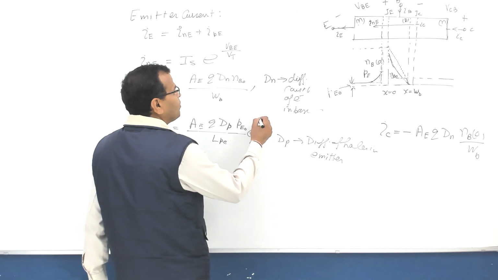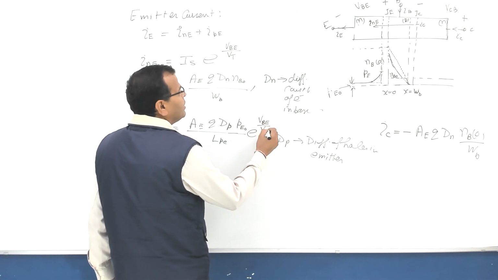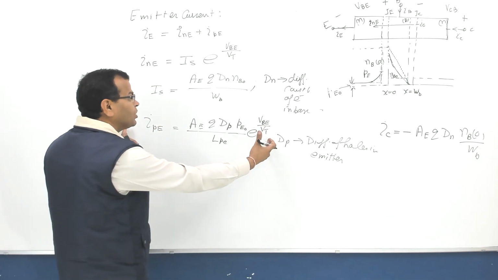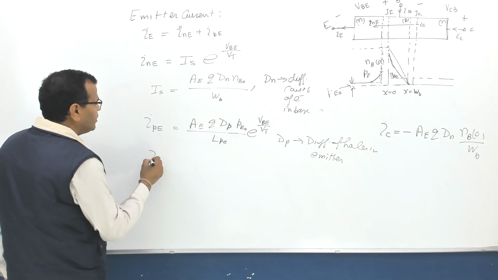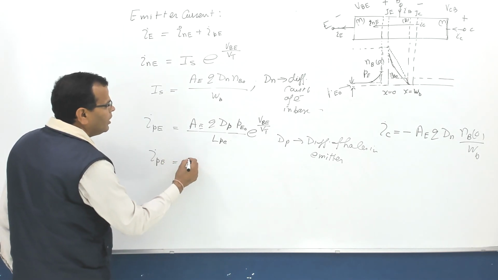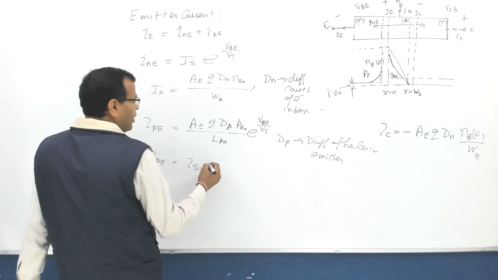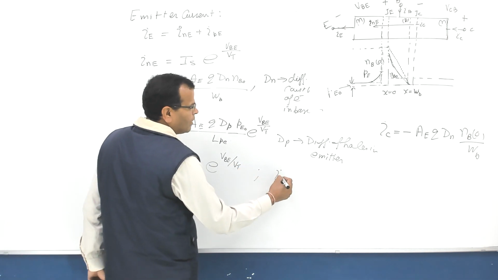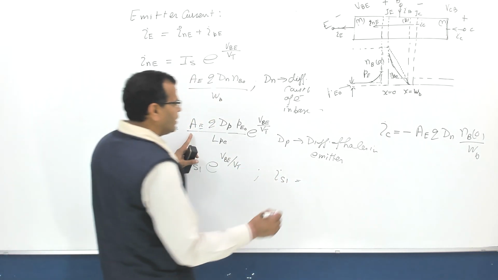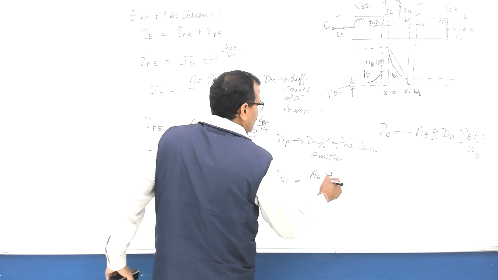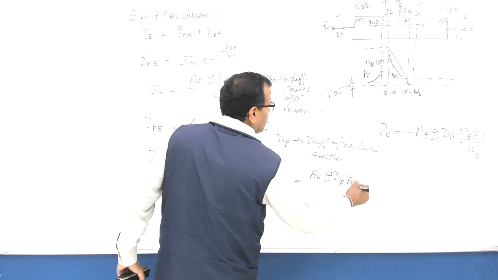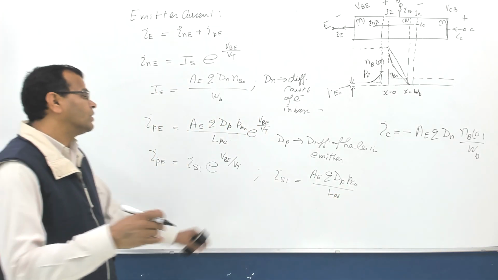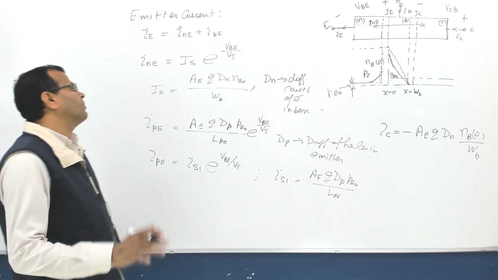Into e raised to power VBE by VT. Please try to recall the equation of diode current. I am writing that equation directly here. So IPE equals IS1 into e raised to power VBE by VT, where IS1 is again the saturation current, that is AE Q dP PE naught by LPE, that is the diffusion length of holes in emitter region. Please do remember all these points.